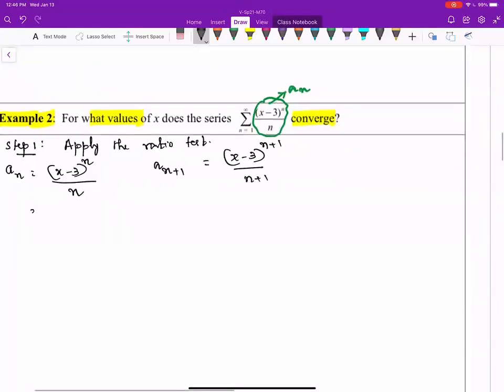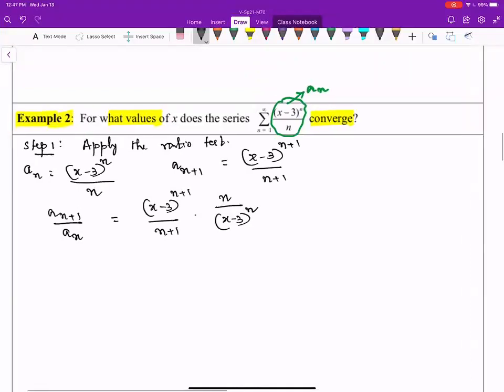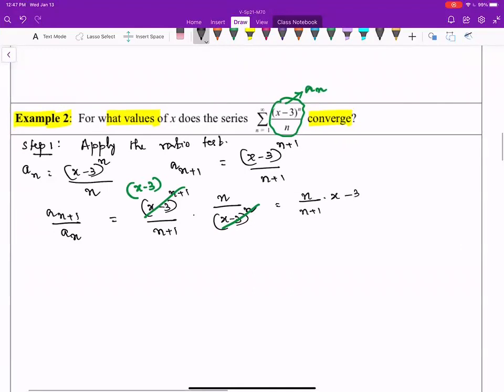Now you divide one by the other for the ratio test. a sub n plus 1 over a sub n is (x minus 3) to the power n plus 1 over n plus 1. Then you flip and multiply by n divided by (x minus 3) to the power n. You notice here, we can cross out, and this will be just x minus 3. So we get n over n plus 1 times x minus 3.